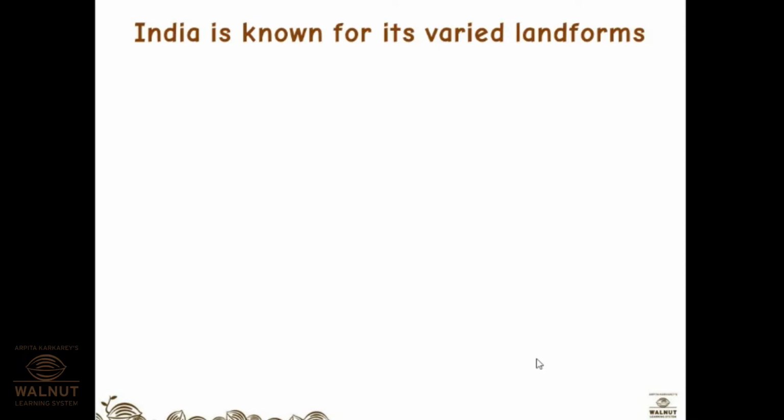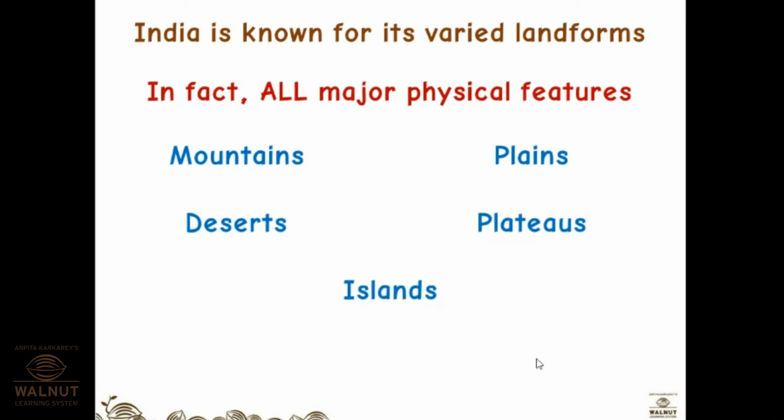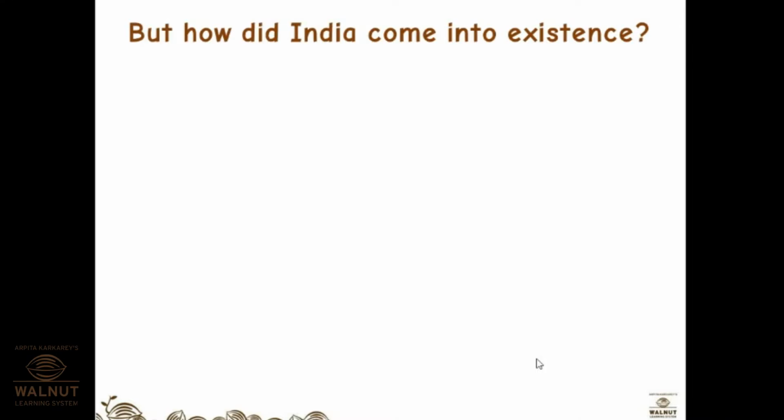Okay, India is known for its varied landforms. In fact, all major physical features, that is, mountains, plains, deserts, plateaus, islands, lie within Indian borders. Okay, so India is a country which has basically all the different physical features or the landforms that are present in one single country. Okay, but how did India come into existence?